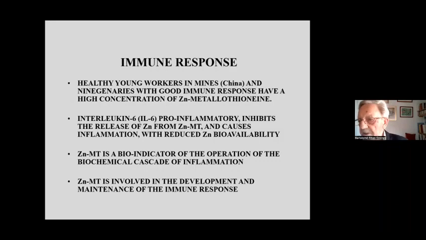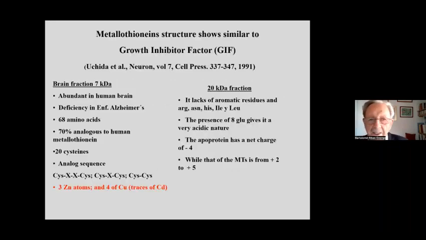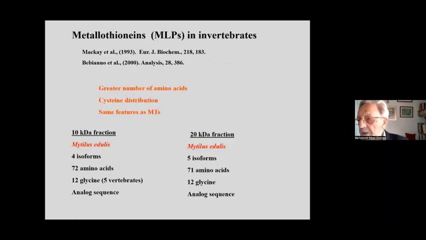And in the next figure, we see, after Chida and co-workers, published in Neuron, volume 7, Cell Press, 1991, that metallothionein structure shows a similar structure to growth inhibitory factor from the human brain, 7 and 20 kilodaltons, deficient in Alzheimer's disease also, with analogous sequence and the same structural properties.